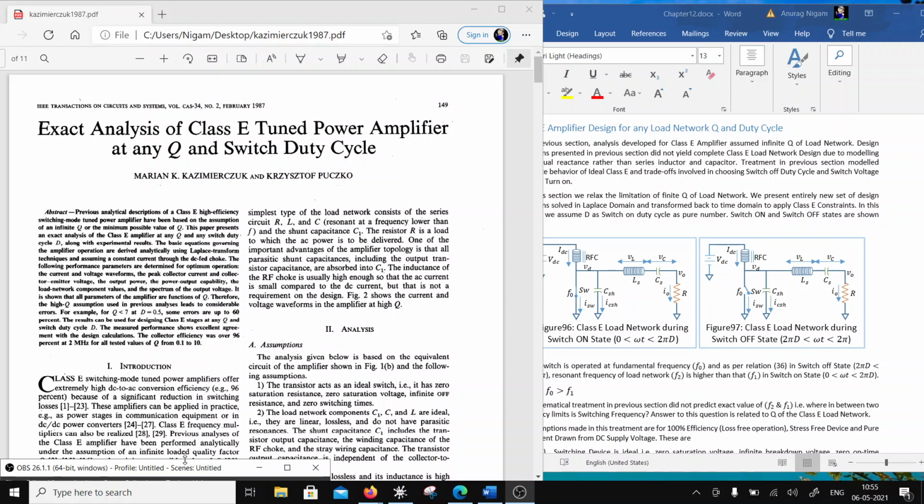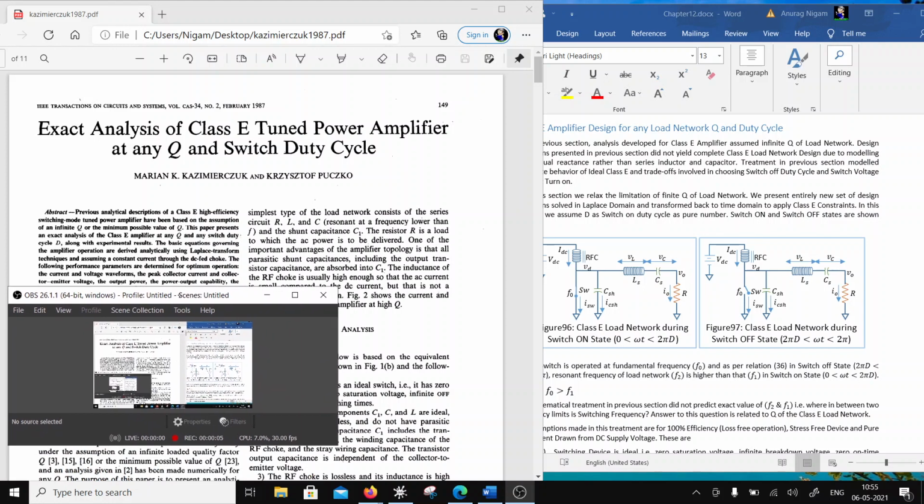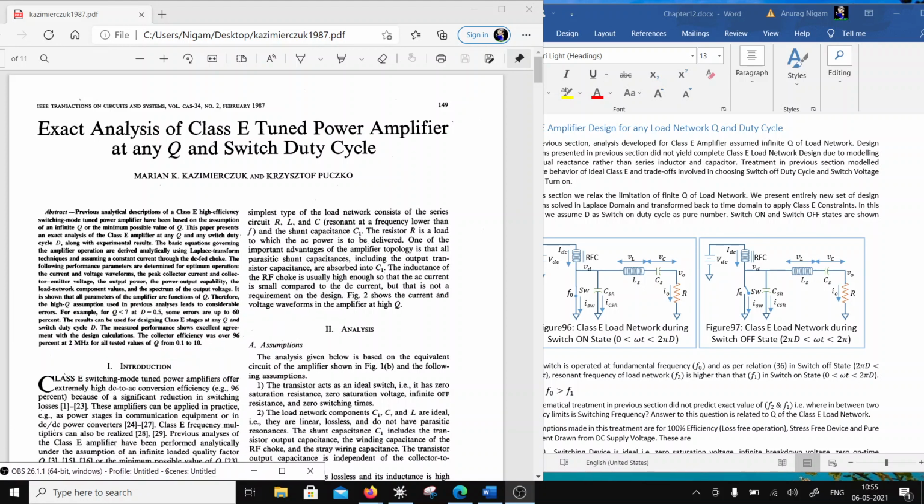Hello, welcome to session number 28 in the series Microwave and Millimeter Wave Circuit Design. My name is Anurag Nigam, and in this session we are going to talk about exact class E analysis, exact class E design for any Q and any switch on duty cycle.